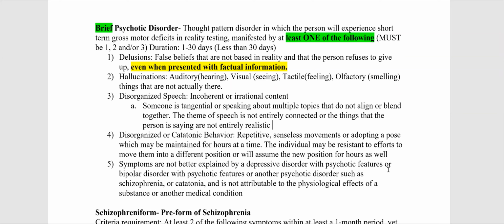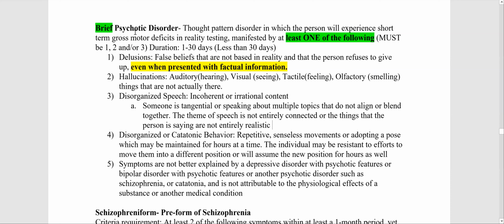And symptoms are not better explained by depressive disorder with psychotic features, or bipolar disorder with psychotic features, or another psychotic disorder such as schizophrenia or catatonia, and are not attributable to the physiological effects of a substance or another medical condition. Because again, substances and medical conditions can tend to mirror or mimic mental health symptoms. And if in the absence of the substance or medical condition, they still have the mental health symptoms, we're looking at more of a mental health disorder.